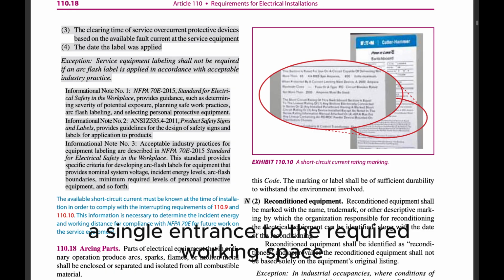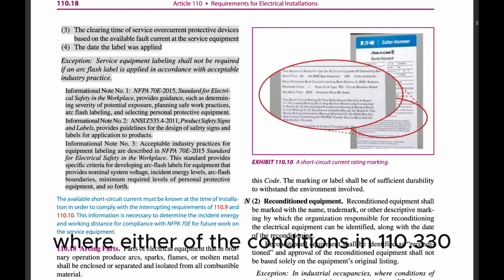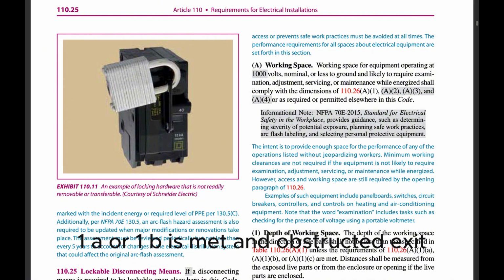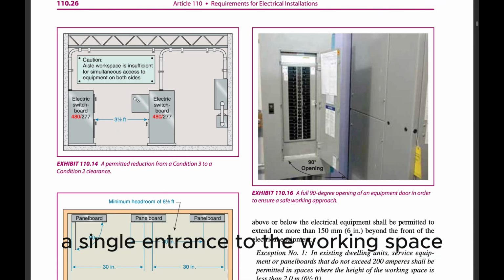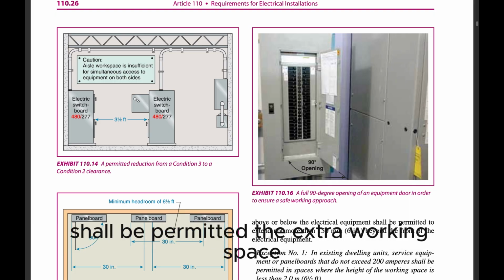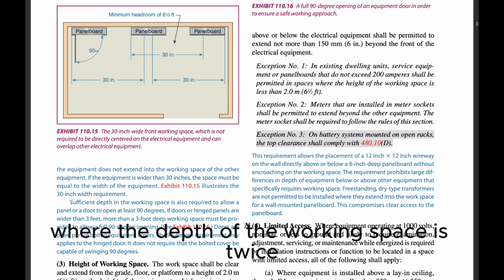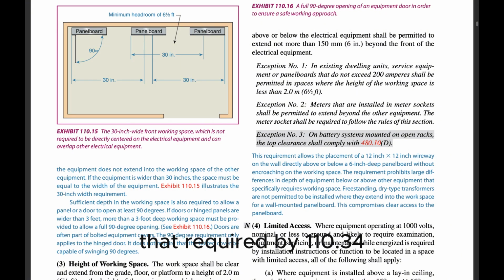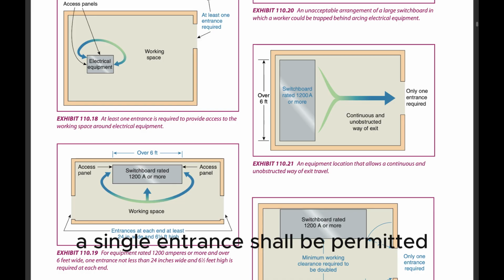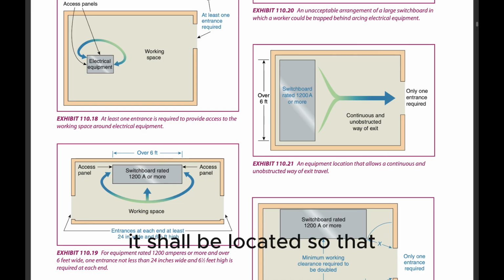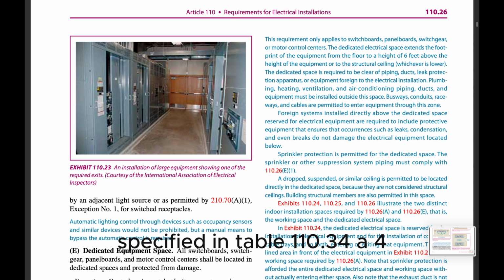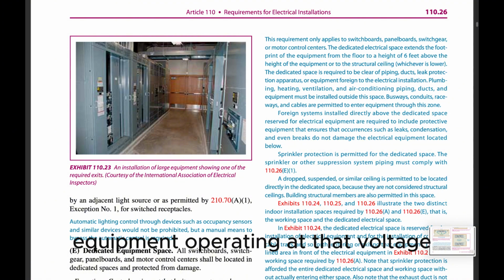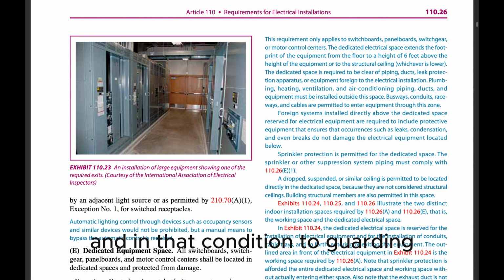A single entrance to the required working space shall be permitted where either of the conditions in 110.33(A)(1) or (A)(2) is met. 1. Unobstructed exit. Where the location permits a continuous and unobstructed way of exit travel, a single entrance to the working space shall be permitted. 2. Extra working space. Where the depth of the working space is twice that required by 110.34, a single entrance shall be permitted. It shall be located so that the distance from the equipment to the nearest edge of the entrance is not less than the minimum clear distance specified in Table 110.34 for equipment operating at that voltage and in that condition.